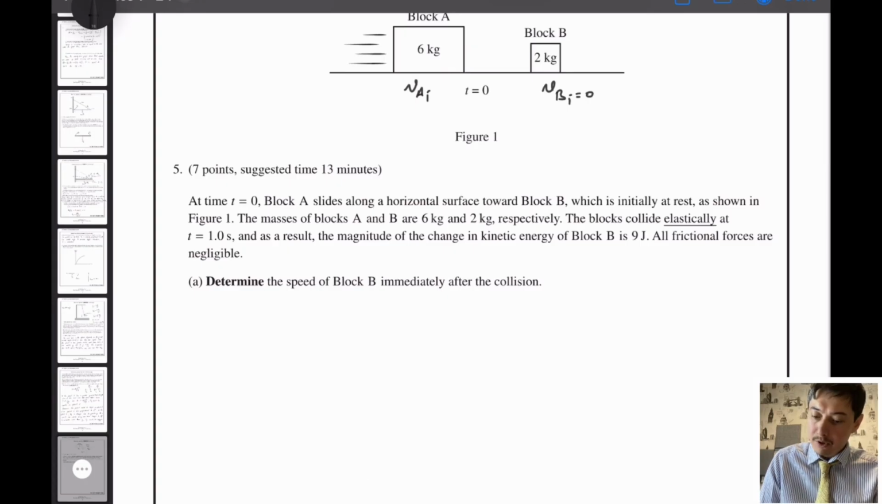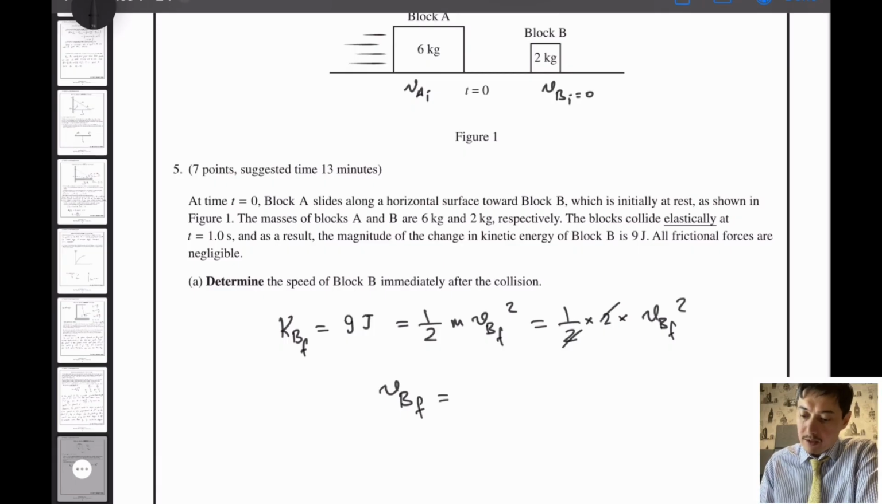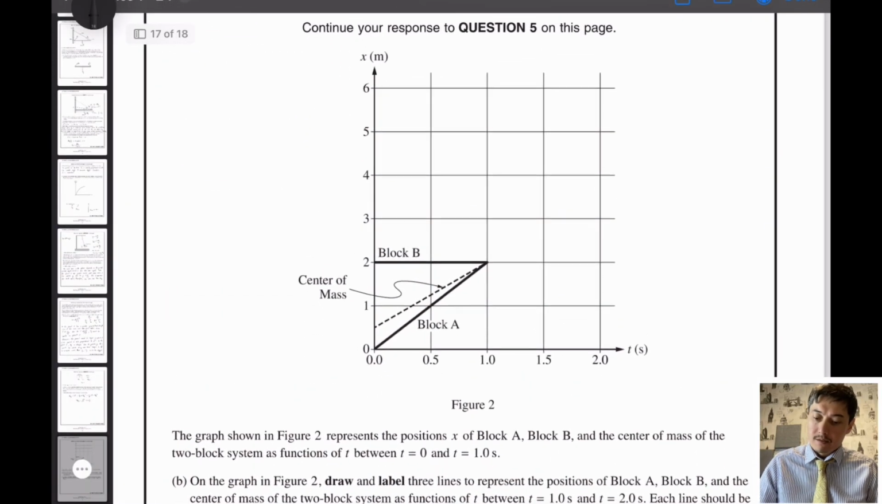So at the end, block B will have 9 joules of energy, which is equal to one half m v squared. Let's also write the mass, 2 kg. From there, the 2s cancel, so the square root of 9 is 3 meters per second. Next question.